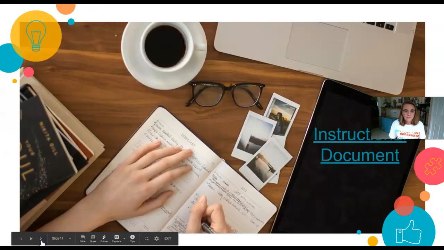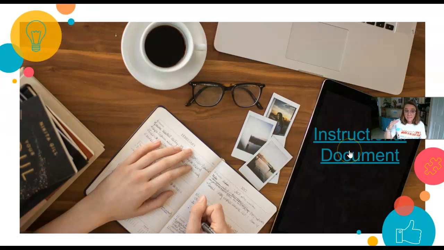Okay. So if you click here on this instructional document, it's going to give you just a Word document that has all of this laid out on one piece of paper. So you can use that document all the time to help you see the progression of the paragraph.